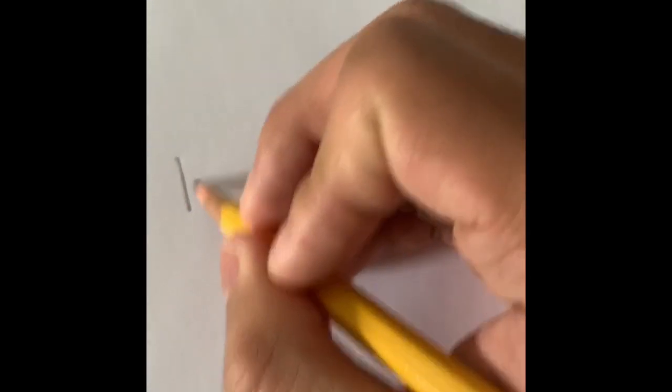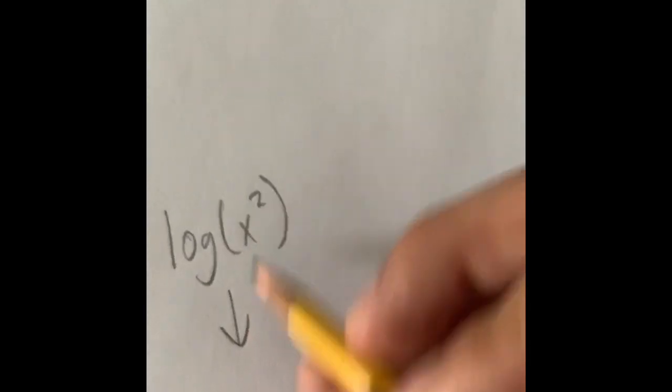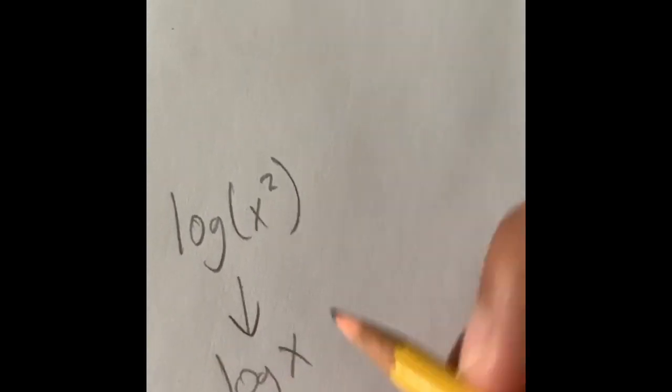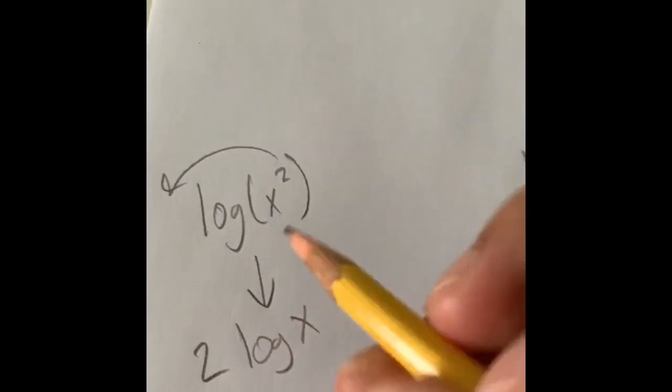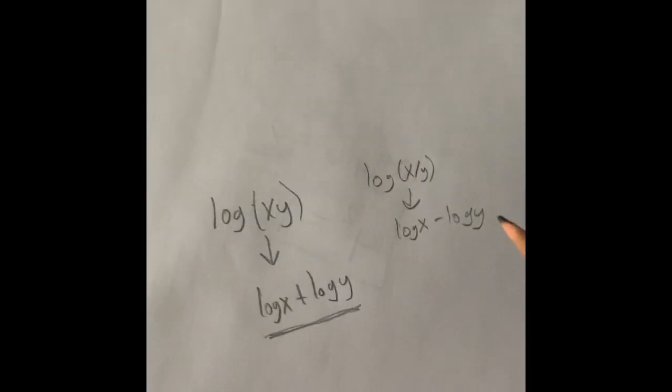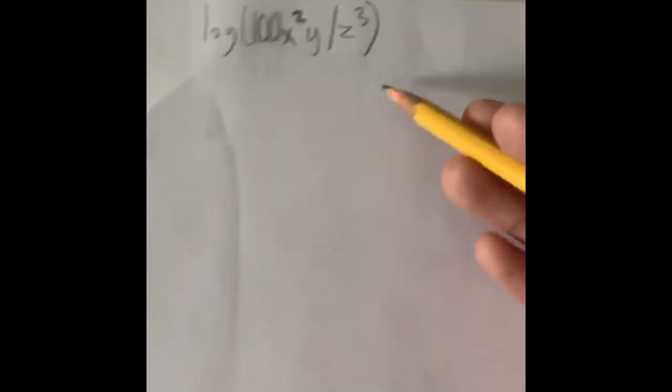And then last thing, if you have log of x squared, then the exponent goes to the front, and it becomes 2 log x. So that's basically changing logs and expanding them. That's all the rules. So let's put it into a problem.